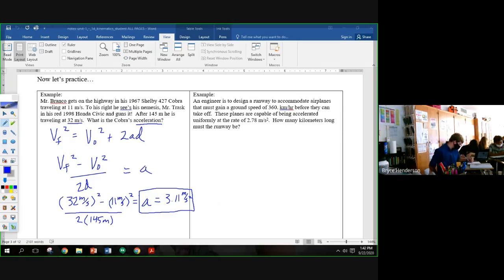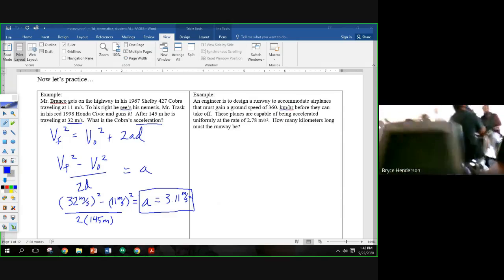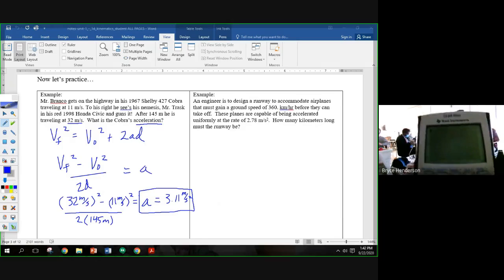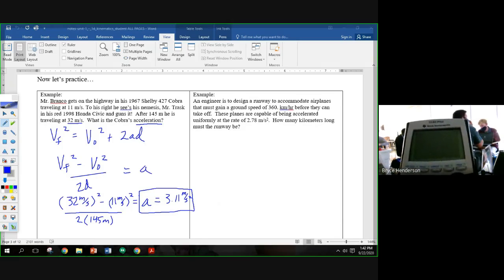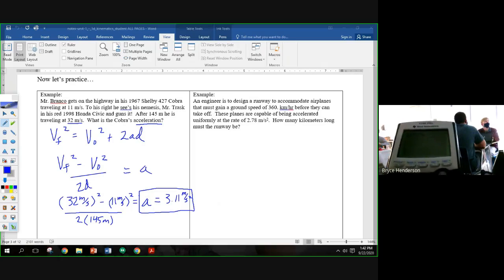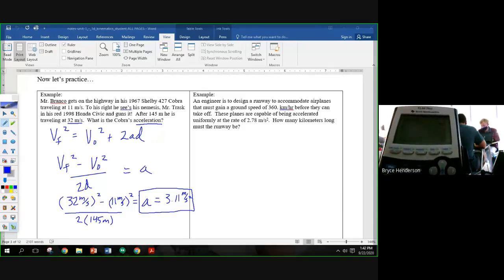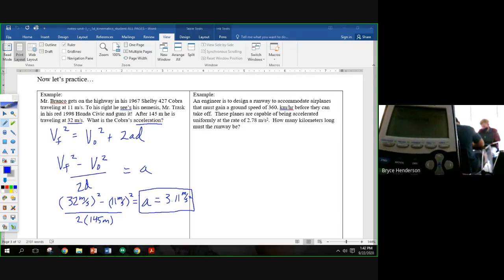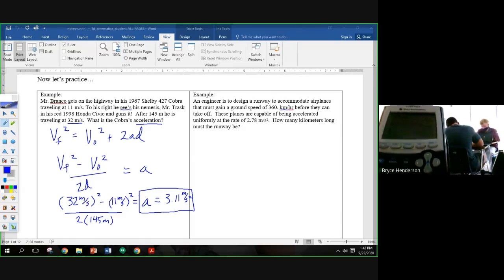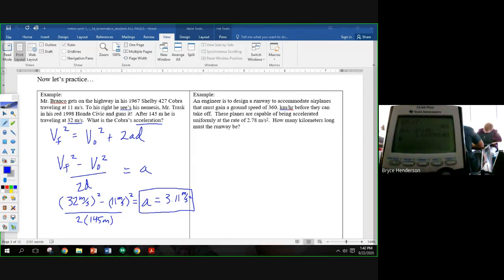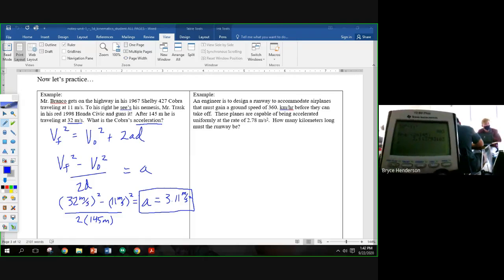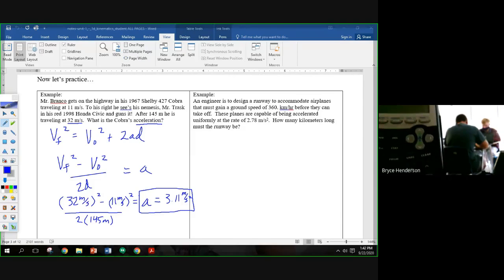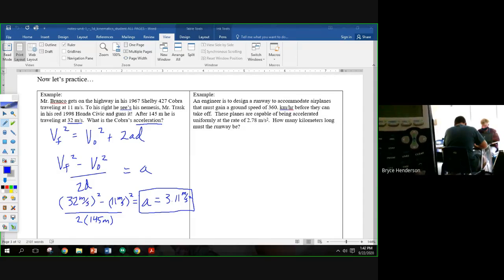First, you do. Hold on, I gotta get this on camera. I know y'all can't see this, but I'm gonna say it out loud. 32 squared minus 11 squared. Enter. Divide by, open parentheses, 2 times 145, close parentheses, enter. Then you'll get 3.11. I know it's kind of backwards for y'all, but you can see the order of operations. If you don't put that parentheses around your denominator, what's it going to do?